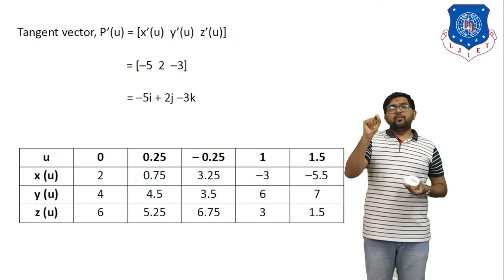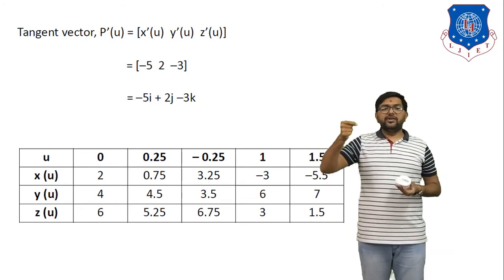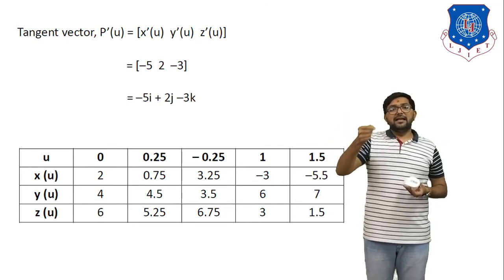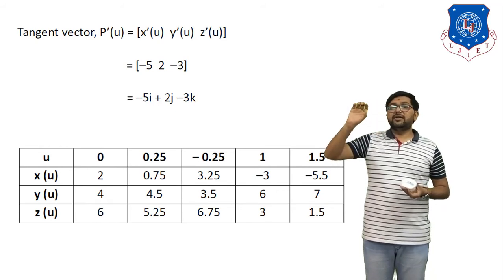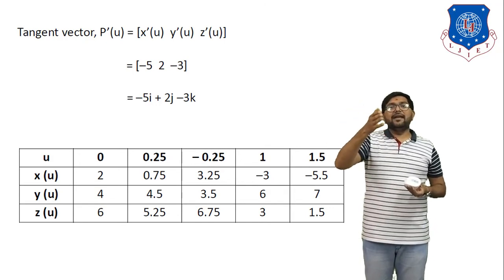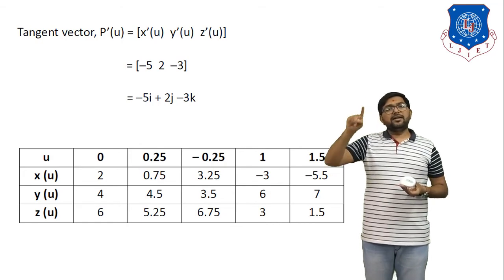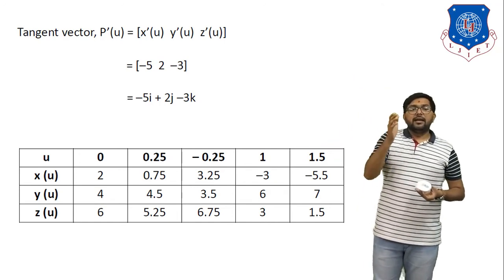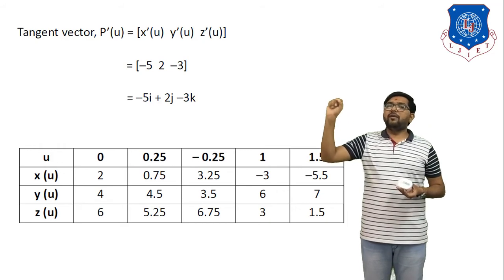Clear? So first you have to put the value of u as 0 in all these three equations, and you will get x of 0 is equal to 2, y of 0 is equal to 4 and z of 0 is equal to 6. So at u is equal to 0, which you already know, it indicates the first end point of the line. So 2, 4, 6 indicates the first end point of the line. Okay, and if you put u is equal to 1, then definitely you will get the answer for the end point of the line.